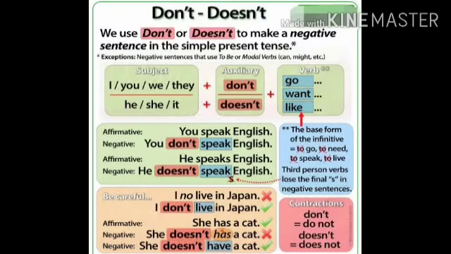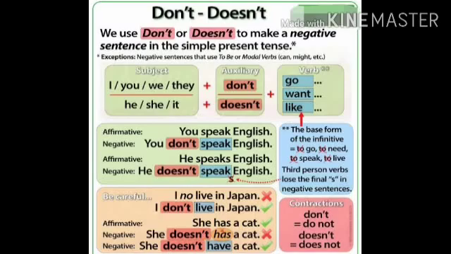Example, you speak English. You is the second person singular, so we use don't here for forming the negative, and the sentence is: You don't speak English. In the second example, he speaks English. He is third person singular, so we use doesn't, and the answer is: He doesn't speak English. Be careful that sentences are incomplete without a helping verb. For example, I no live in Japan. The correct sentence is: I don't live in Japan.